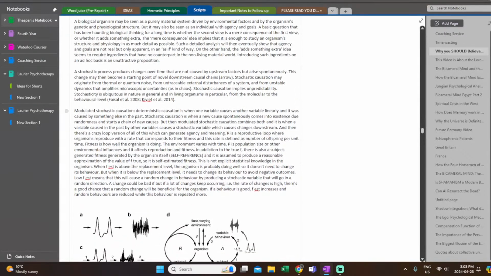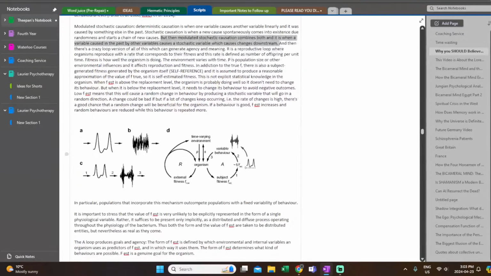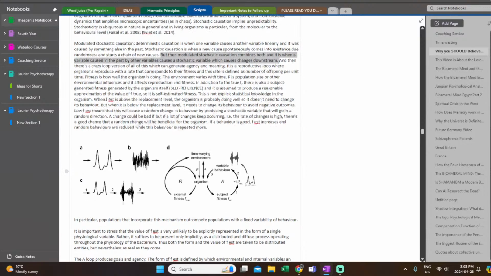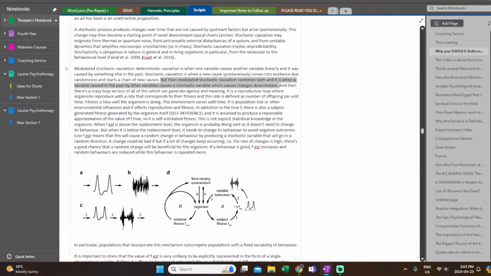Or can I even skip this? No, let's talk about it. Deterministic causation is when one variable causes another variable linearly, and it was caused by something else in the past. Simple. Stochastic causation is when a new cause spontaneously comes into existence due to randomness and starts a chain of new causes. But then modulated stochastic causation combines both, and it is when a variable caused in the past by other variables causes a stochastic variable, which causes downstream changes. So something causes something, and then that causes a stochastic something.